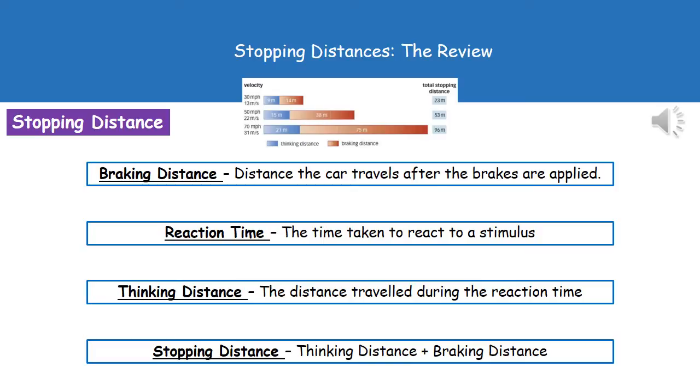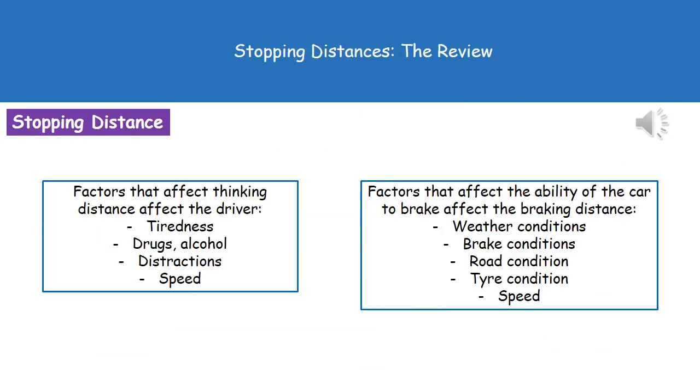Now, a common question they will ask you is they will tell you that the thinking distance is 15 metres and the braking distance is 38 metres. So what is the total stopping distance? And all you need to do to work that out is add 15 and 38 to give you your answer of 53 metres.